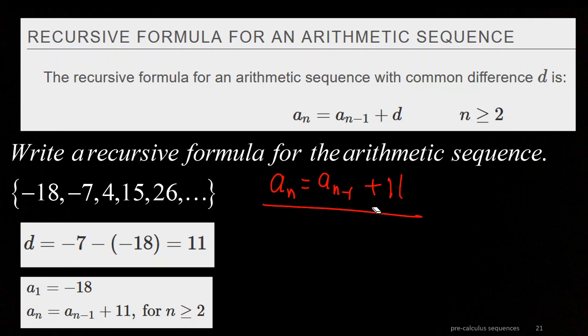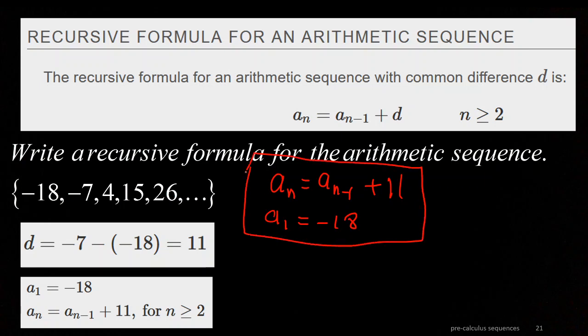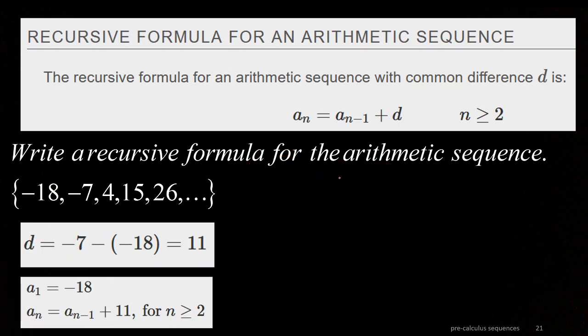Of course, well, let me do that. If I put 11 there, well, that's not going to give you the term. So what is missing? You have to have A1, right? So for recursive, you always have to have A1. Otherwise, you can't start. Where do you start? Once you have A1, then this formula tells you what to do.